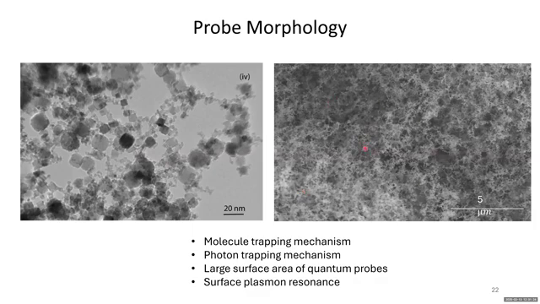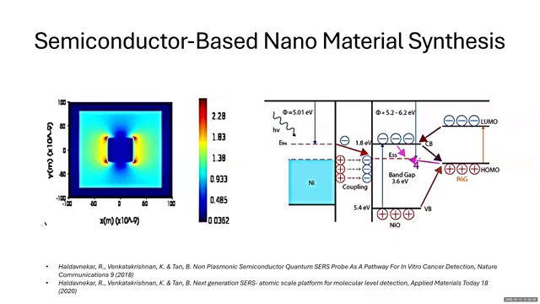This SEM image you see here shows the network of all these nanoparticles, and it creates these small little voids in this network. These voids provide a very good molecule trapping mechanism. Then there are multiple layers of these voids which act as a photon trapping mechanism, which results in photo-induced charge transfer. And the probes themselves have very large surface area. And nickel with cubical shape particles create surface plasmon resonance. And therefore, we observe orders of magnitude of signal enhancement.